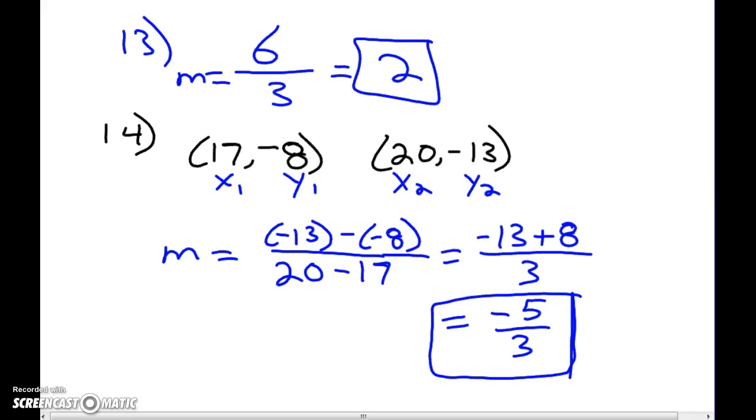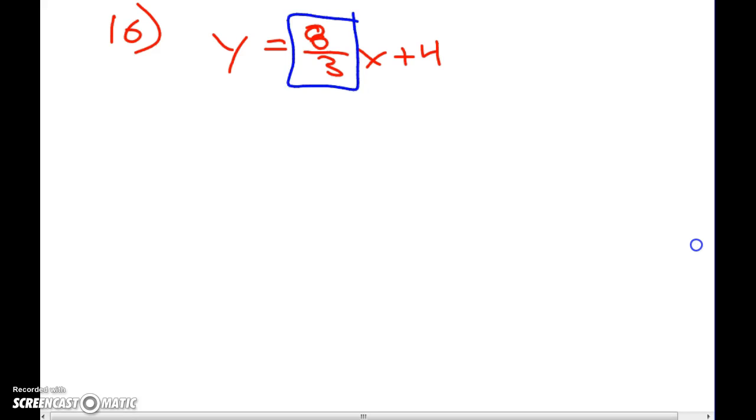On number 16, all I've got to do is look at that kind of problem. Find the slope of each line. Well, there's only one. And it is given by y equals 8/3 x plus 4. It's already in slope-intercept form. There's nothing to do but look at it. It is that number in front of x. So my slope in this problem is 8/3.